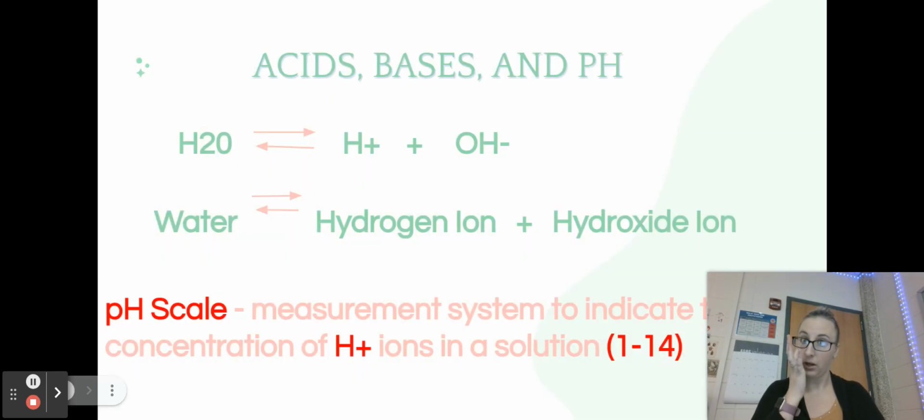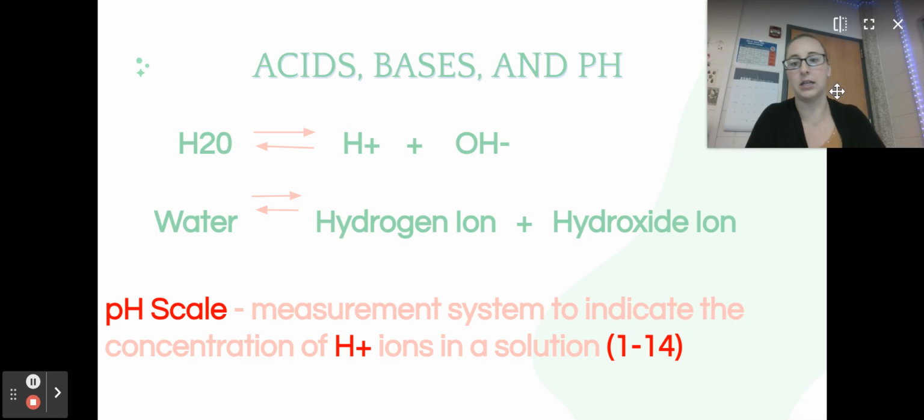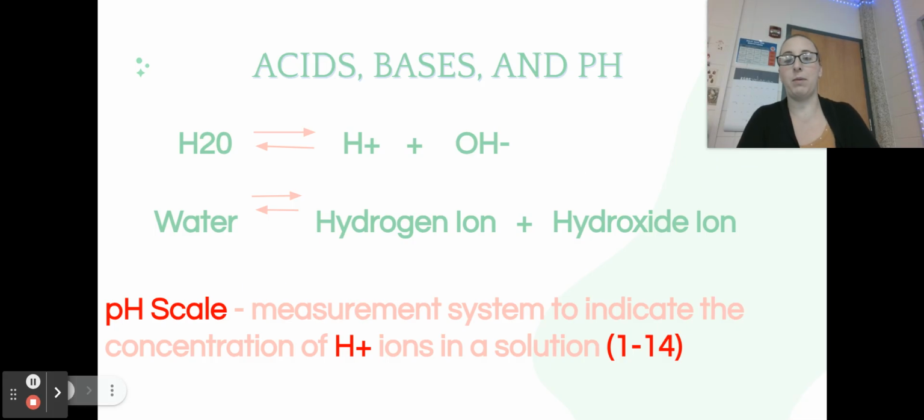conditions. All right, acids, bases, and pH. So pH is just the way that we measure how acidic or how basic something is. We measure it on a scale of 1 to 14. And on the next slide, there's a little bit more information about it. But 1 to 7 means that the substance, whatever it is, is going to be acidic. And then 7.0 is a perfect neutral.